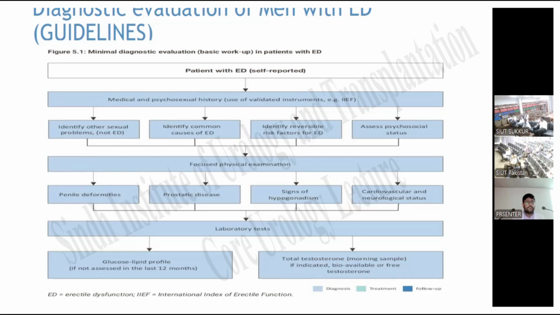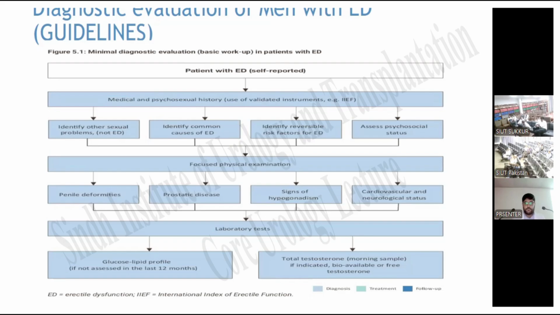Thank you. Diagnostic evaluation of men with erectile dysfunction guidelines. Patient with erectile dysfunction: self-reported medical and psychosocial history, use of a validated instrument such as the International Index of Erectile Function. Identify other sexual problems, not erectile dysfunction. Identify common causes of erectile dysfunction. Identify reversible risk factors for erectile dysfunction. Assess psychosocial status. Focused physical examination: penile deformities, prostatic disease, signs of hypogonadism, cardiovascular disease. Laboratory tests: glucose, lipid profile if not assessed in the last 12 months.